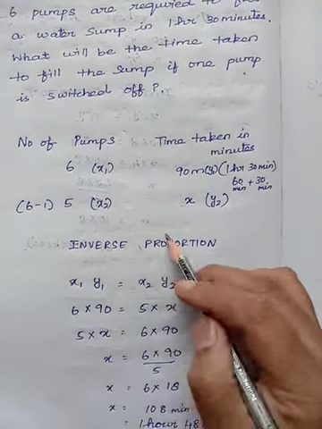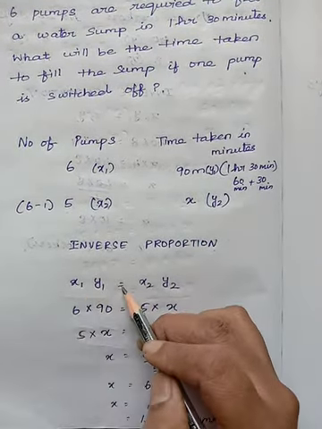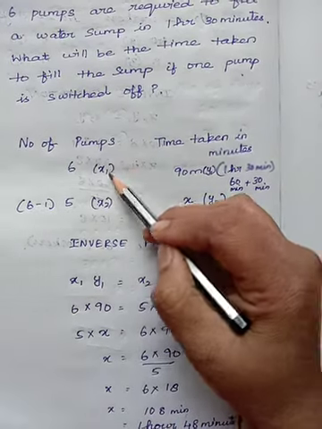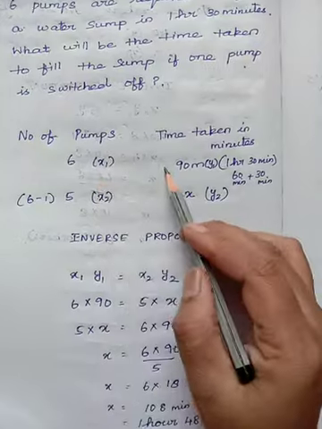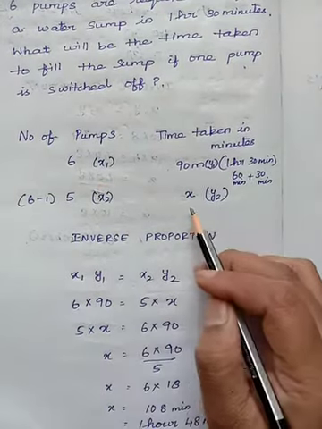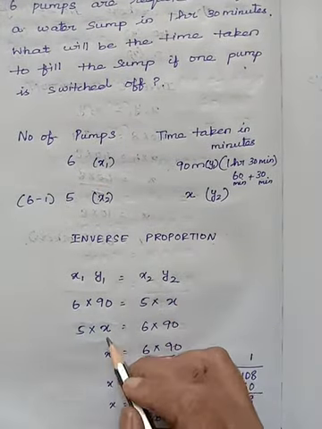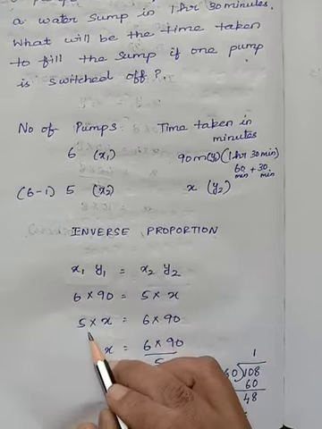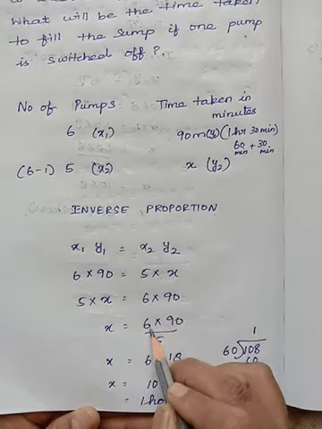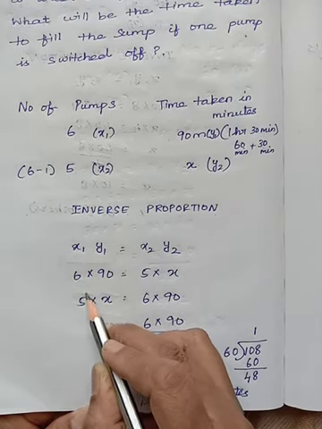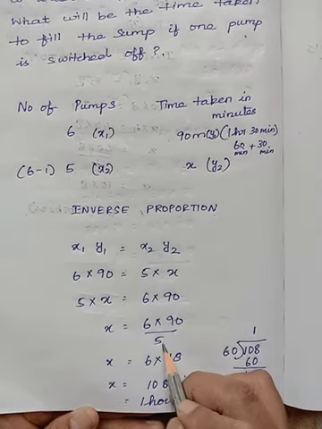For inverse proportion, we know that x1 into y1 equals x2 into y2. So this is x1, y1, x2, y2. So 6 into 90 equals 5 into x. The unknown value we write first and this one next. 5 into x equals 6 into 90. X equals 6 into 90 divided by 5. When a multiplication term is taken to the other side, it becomes division.